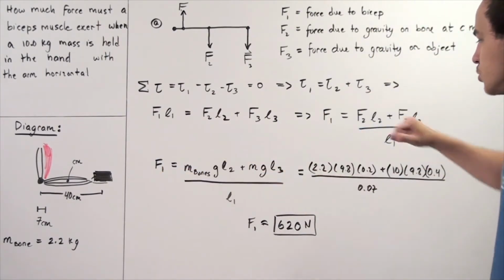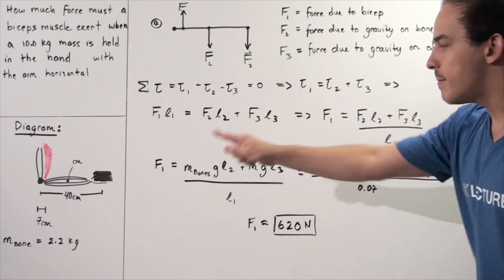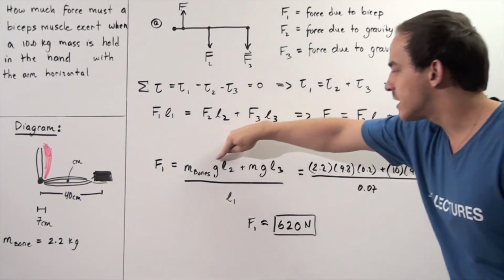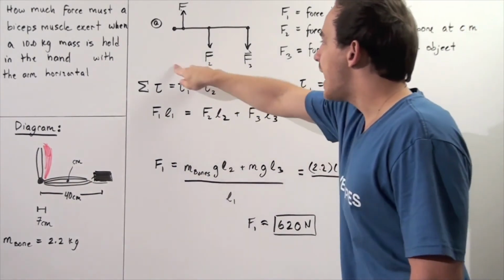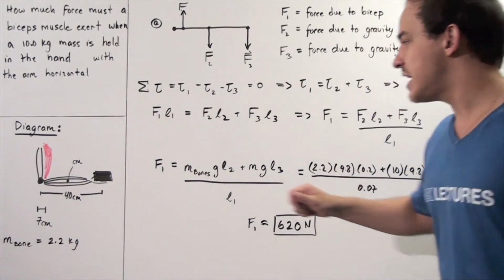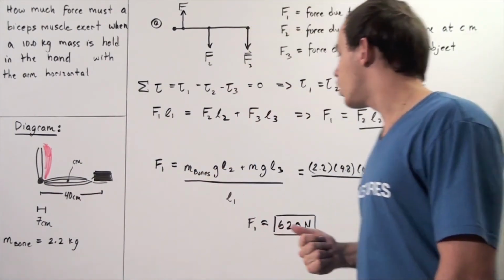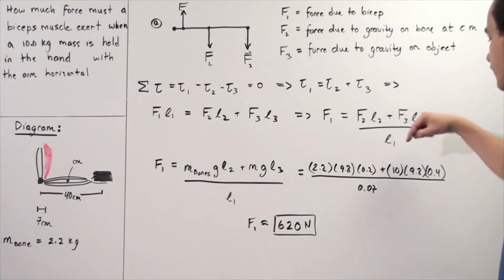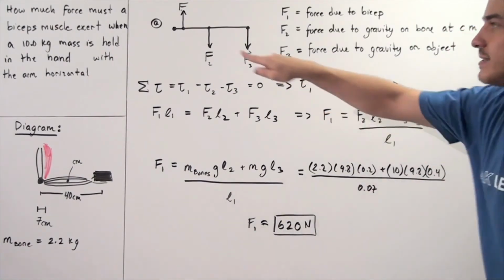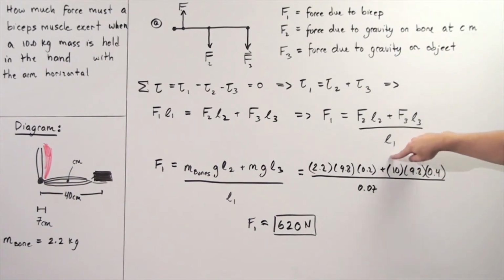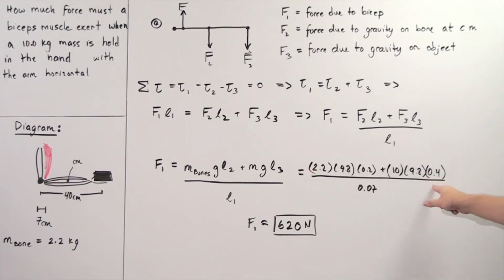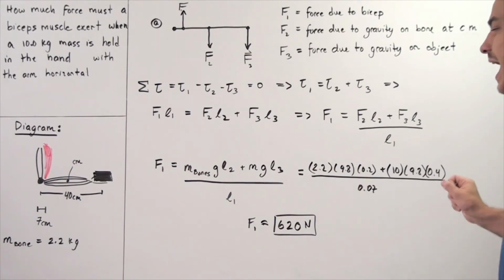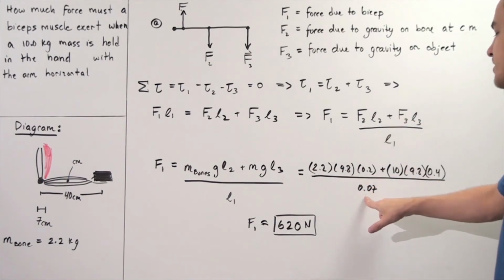So force 1 is equal to 2.2 kilograms, the mass of the bone, multiplied by the constant g, 9.8 meters per second squared, multiplied by L2. L2 is 0.2 meters because we take 20 centimeters and divide by 100 to convert it to meters. Then we get plus 10 kilograms, the mass of our object, multiplied by the gravitational constant 9.8, multiplied by the lever arm L3, which is 0.4 meters, and divide that entire value by 0.07 meters.